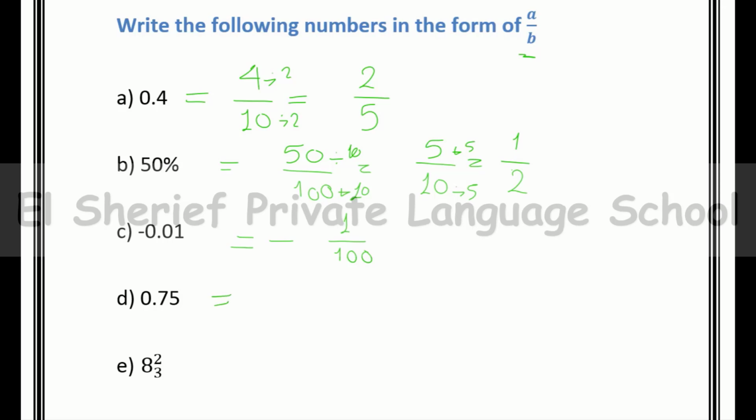0.75 by the same way is equal to 75 over 100, and we know that is equal to 3 over 4 in the simplest form.